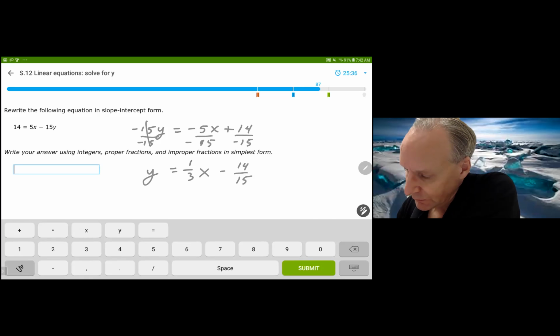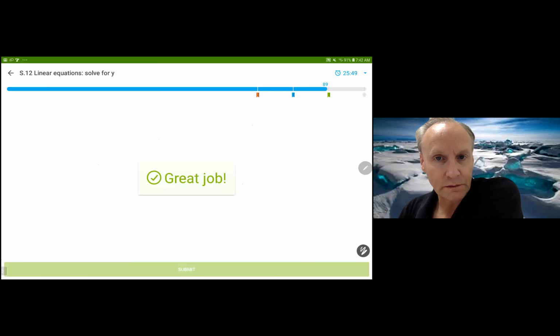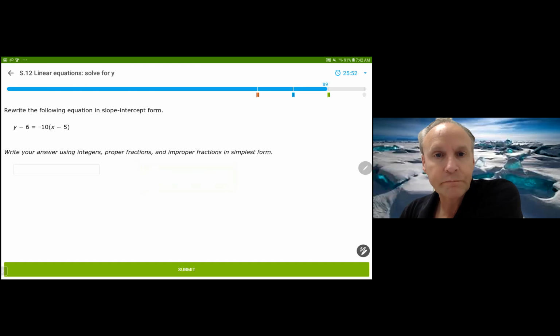We need to put it in. Y equals 1/3 x space minus space 14 over 15. I keep on emphasizing that because it's a little glitch in the program that's really irritating.